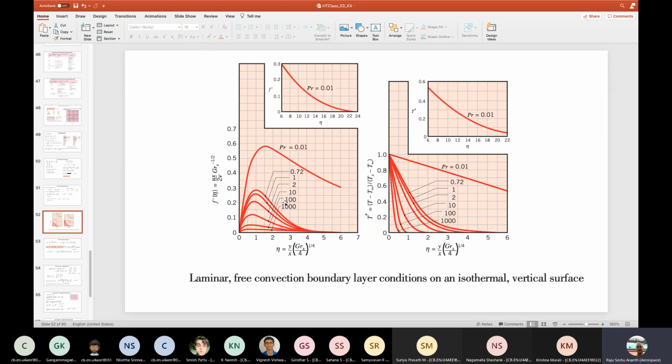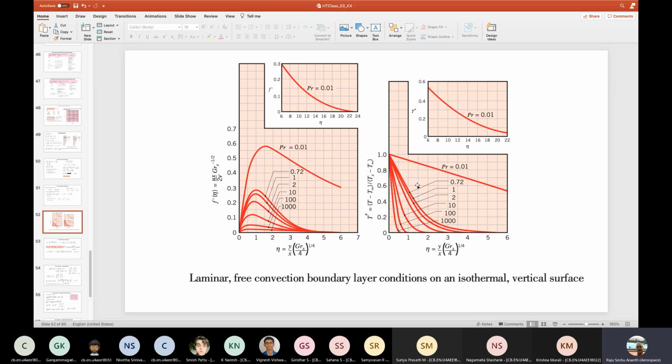So up to Prandtl number 1000 to 72 you can do it, but for very low Prandtl number, it can go to large distances. So it's been plotted separately here up to 24. It comes almost like eta is 22. So the velocity boundary layer is very small, but for a low Prandtl number the thermal boundary layer is very large. That's what it tells me.